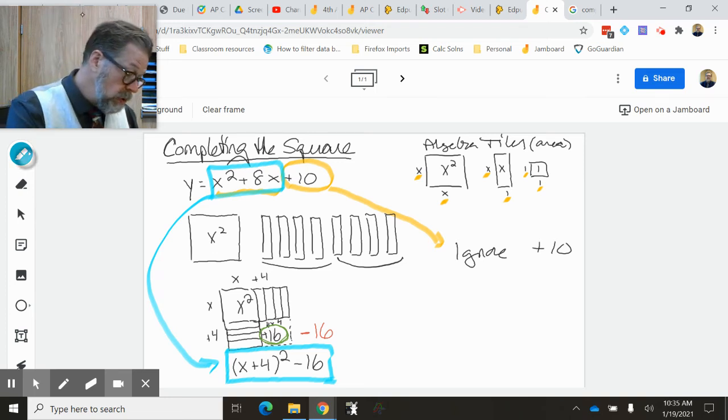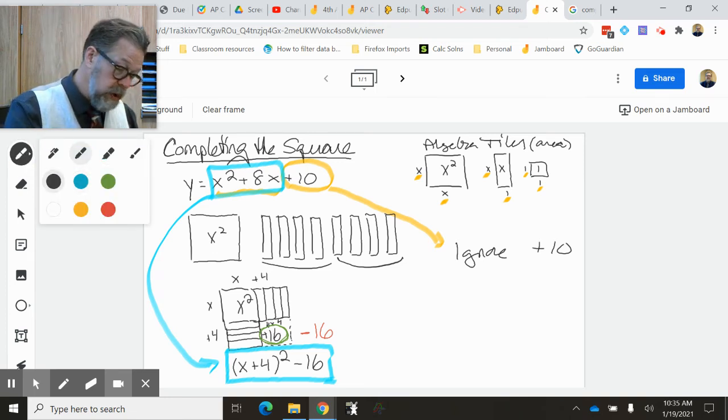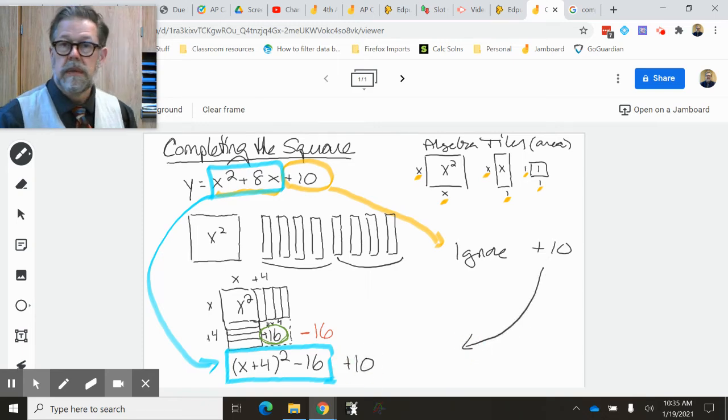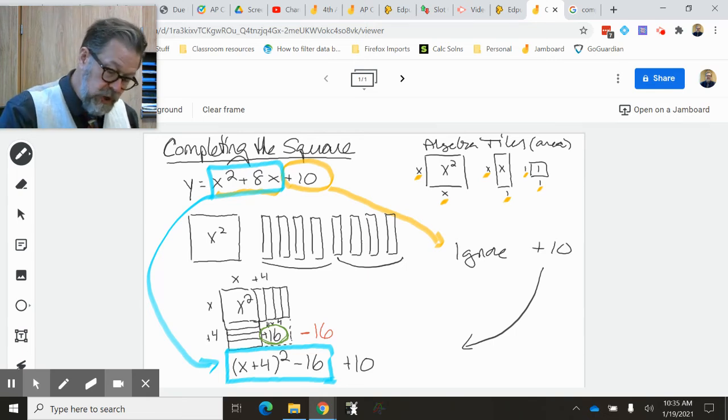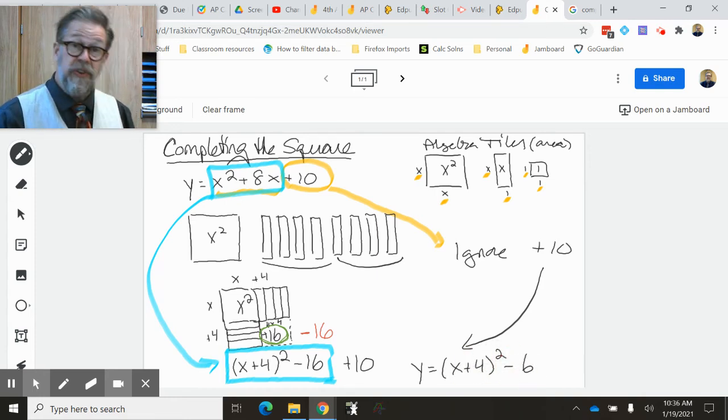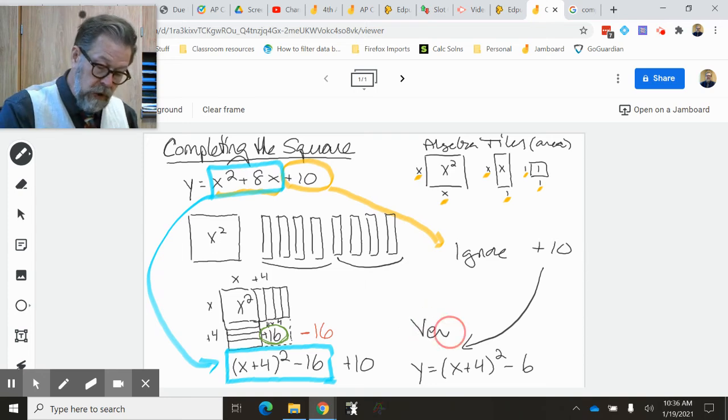Now, I'm just going to bring my plus 10 back in, which I just ignored all this time, even though it was sitting off to the side. And I know that this equation can be rewritten as y equals x plus 4 squared minus 6. And since this is in vertex form, I now know that the vertex will be at negative 4 comma negative 6.